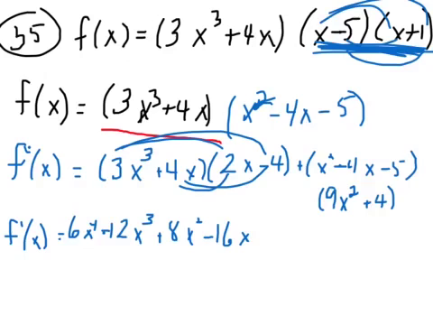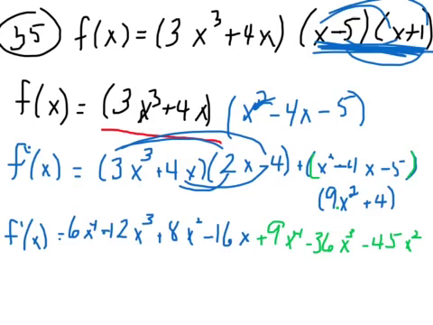I'm going to distribute 9x squared over this one here. I'm just going to do the two terms over the three terms. 9x squared times x squared would be positive 9x to the 4th. 9x squared times negative 4x, 9 times negative 4 would be negative 36, and then there's x cubed because there's a total of 3 x's. 9x squared times negative 5 would be negative 45x squared.